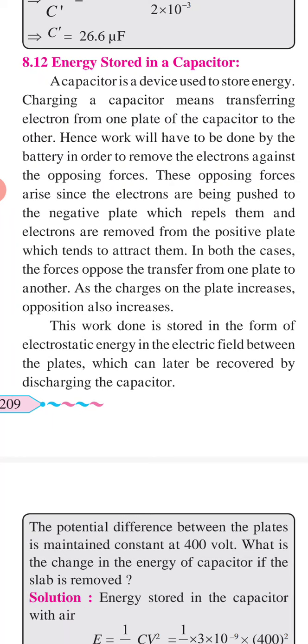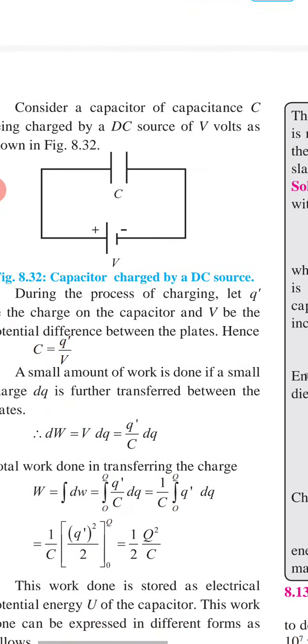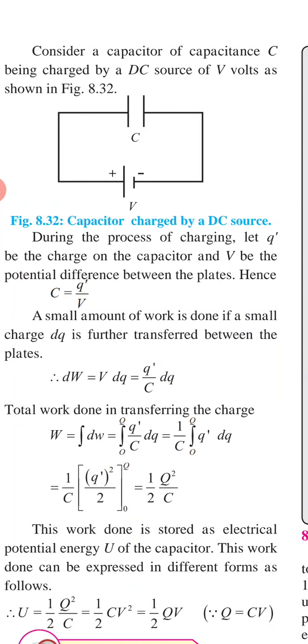This work is stored in the form of electrostatic energy in the electric field between the plates, which can later be recovered by the discharging of the capacitor. So we will see its derivation. Consider a capacitor of capacitance C being charged by a DC source of V. During the process of charging, let Q dash be the charge on the capacitor and V be the potential difference between the plates. Hence C equals Q dash upon V.